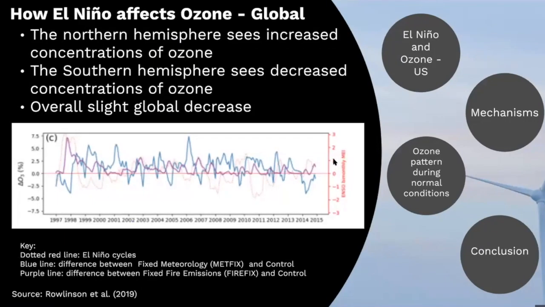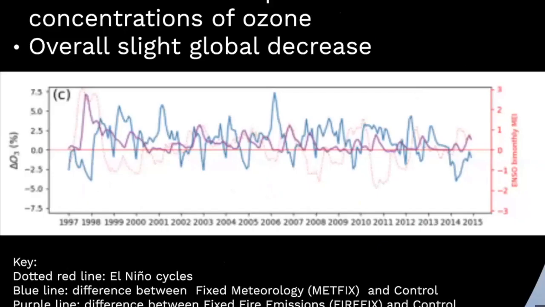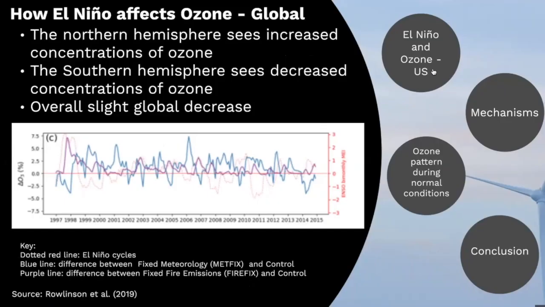There is still a lot of research to be done on the connection between El Niño and ozone. However, scientists have found interesting connections around the world and in the US. Globally, research in the UK found that the northern hemisphere has an increased concentration of ozone, while the southern hemisphere has a decreased concentration of ozone, with a slight decrease overall. In the figure, the red line marks the El Niño cycles, and the blue and purple lines represent the difference in ozone between fixed meteorology and fixed fire emissions, respectively. These indicate that there is a decrease in the ozone concentration that stays relatively constant throughout the years.